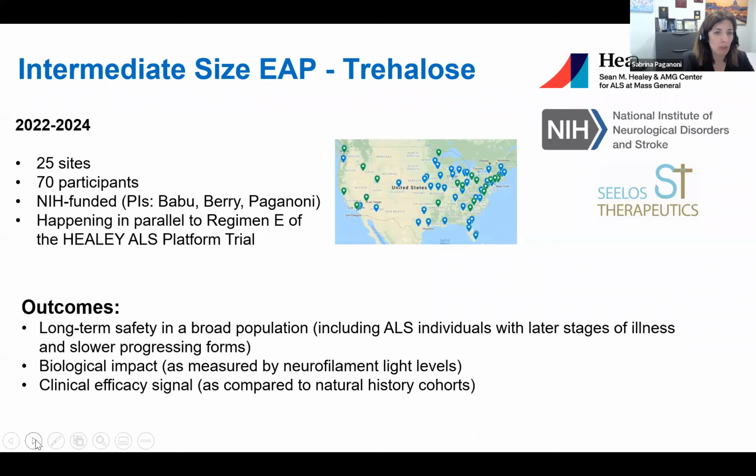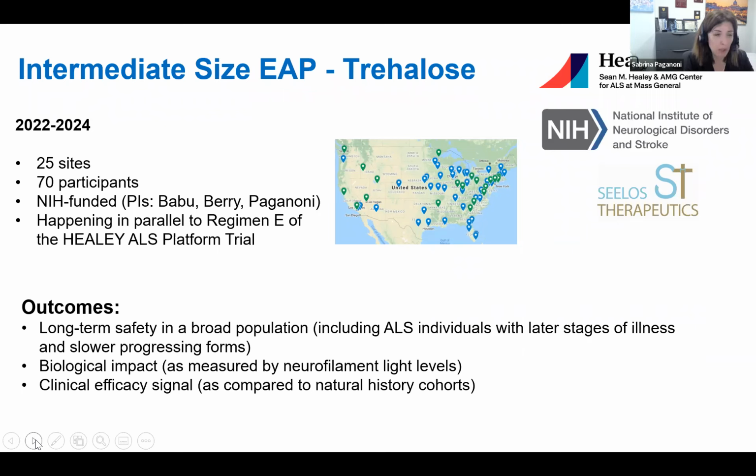So thinking about the evolution of EAPs, we started with a single center EAP program in 2018. Then we expanded to 10 sites in 2021, and now we're expanding to 25 sites. So again, the idea is to help people get access to this drug or other drugs through innovative ways of doing research.